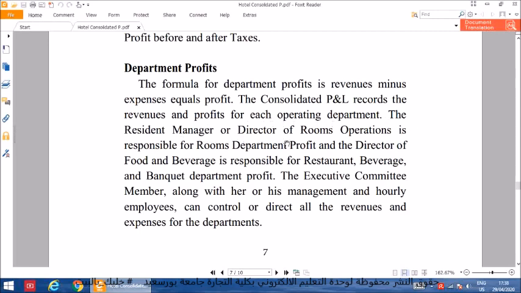The resident manager or director of room operations is responsible for room department profit, and the director of food and beverage is responsible for restaurant, beverage, and banquet department profit. The executive committee member, along with her or his management and hourly employees, can control or direct all the revenue and expenses for the department. So the point here is that department profits can be calculated by matching revenue with expenses.